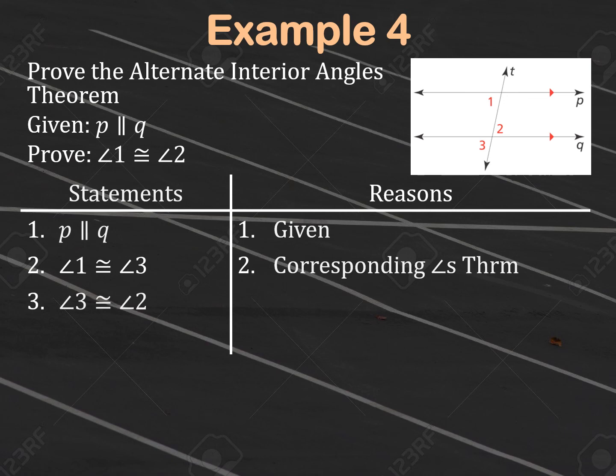Statement 3, angle 3 is congruent to angle 2. How are those two angles related? If you look at the diagram, how are 2 and 3 related? Well, you can see they are vertical angles. As you know, vertical angles are congruent, so that is reason number 3.